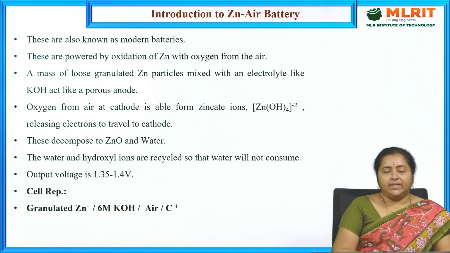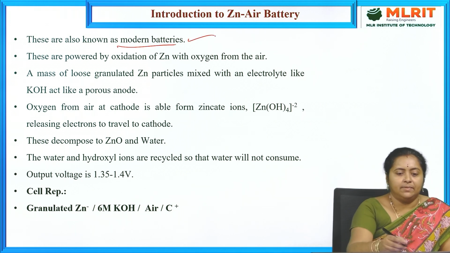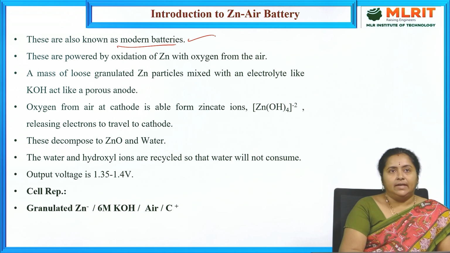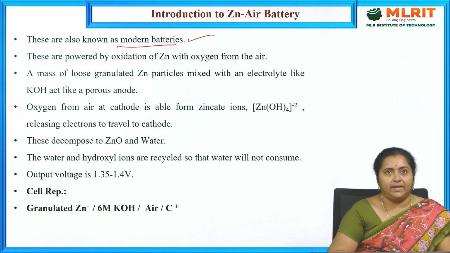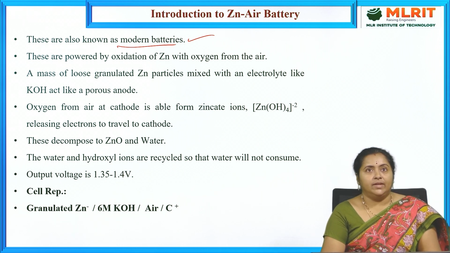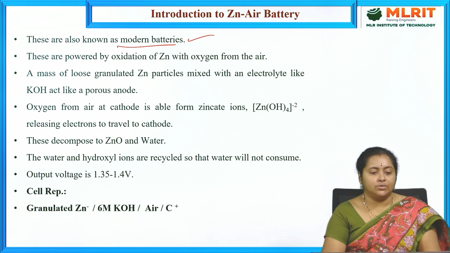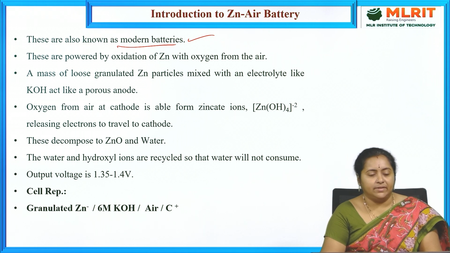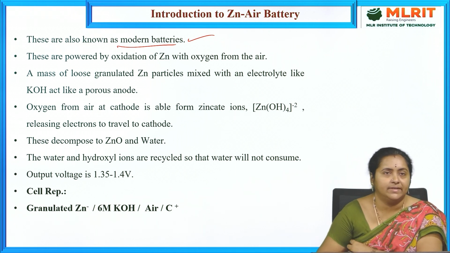Coming to the introduction of the zinc-air battery, these are also known as modern batteries, and these are examples of primary batteries. That means the cell reactions are not reversible. If you store the chemical energy, whenever it is used as a source of electrical energy, it is able to convert that stored chemical energy into electrical energy. So, that's why these are examples of primary batteries. We also call them modern batteries.